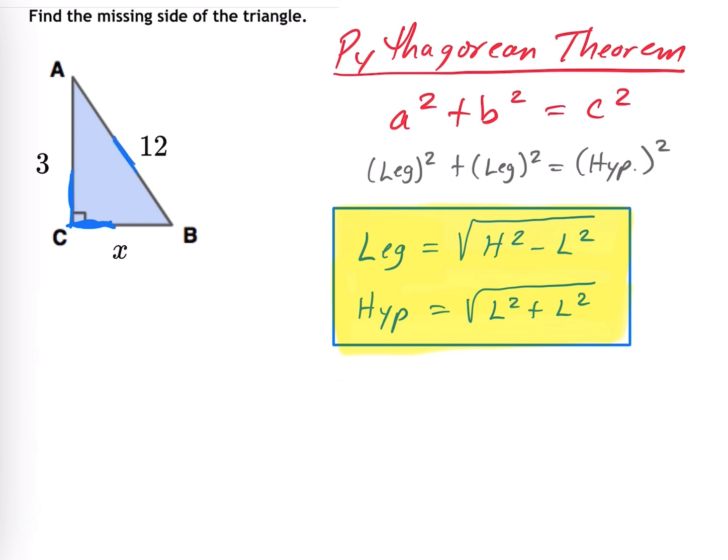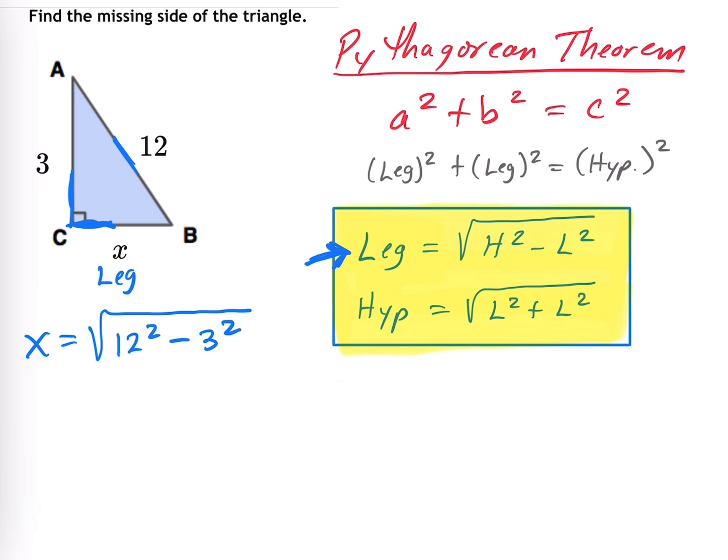So now, if you're going to solve this question, you're trying to find a missing leg. This leg right here we're trying to figure out. So if we're trying to find the leg, we're going to use this formula right here. We're going to say x equals the square root of, like it says there, the hypotenuse squared, so that's 12 squared, minus 3 squared. Look at the formula you have there, minus 3 squared.